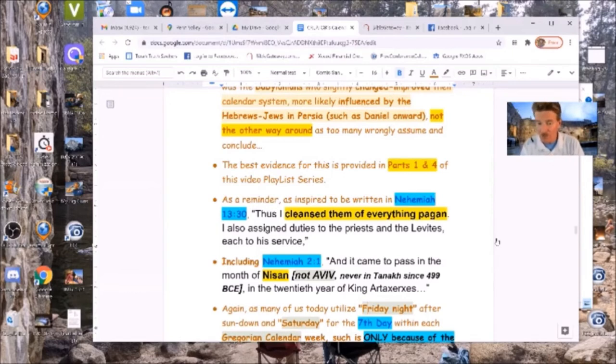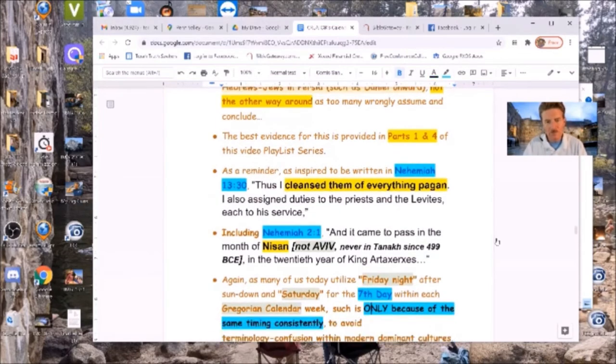Never in the Tanakh, of course, since 499, was it Aviv. You won't find that word as far as I know. You do see Nisan in the dating of the Tanakh.